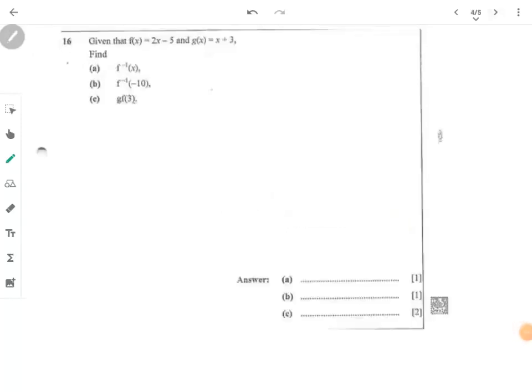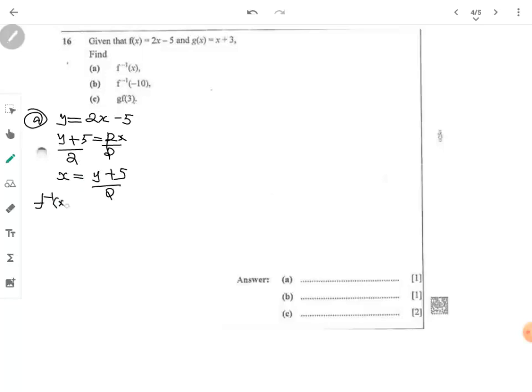Next. It's also similar, but not quite. A, we are finding the inverse. So y is equal to 2x minus 5. So we are leaving anything that has got x alone, like this. Then we divide, have x equal to y plus 5 by 2. Therefore, the inverse of f of x is equal to, where there's y, we now put x plus 5 over 2, and you are done.